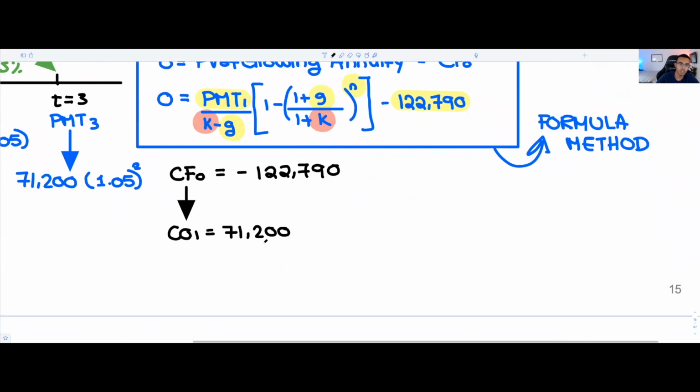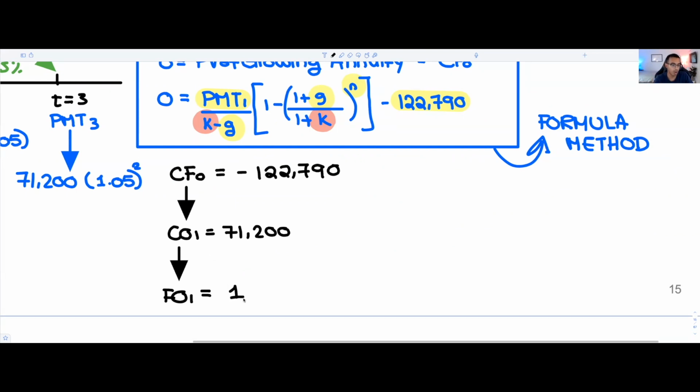Okay, you're going to go arrow down, and you're going to get FO1. In this case, you're going to leave it at 1. And what does FO1 really encapsulate? It means the frequency of this cash flow. How many times will this cash flow occur? Well, in this case, this cash flow is only going to occur once, because 71,200 won't be the cash flow for the second year. Because for the second year, we're going to have 71,200 times 1.05, right? Because it grew by 5%.